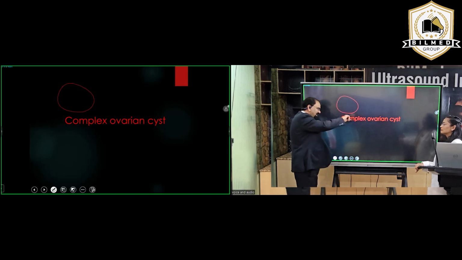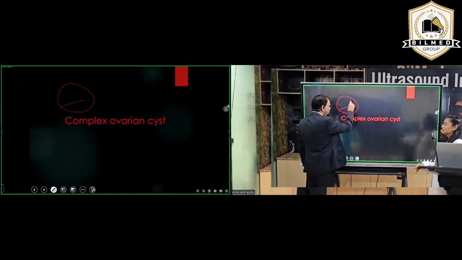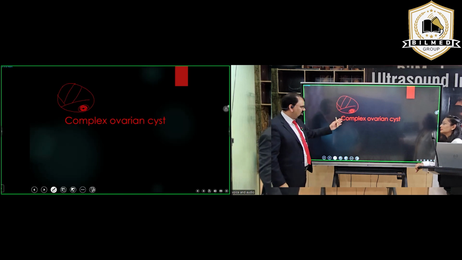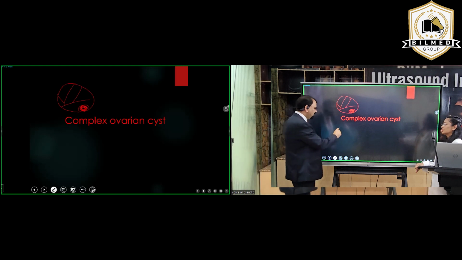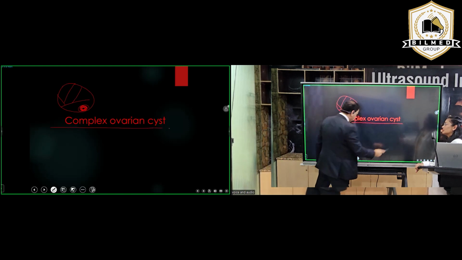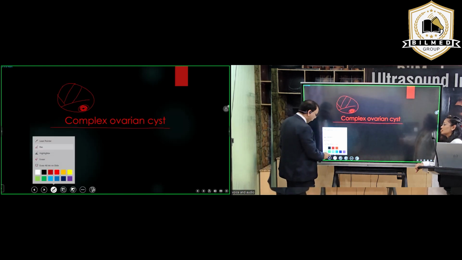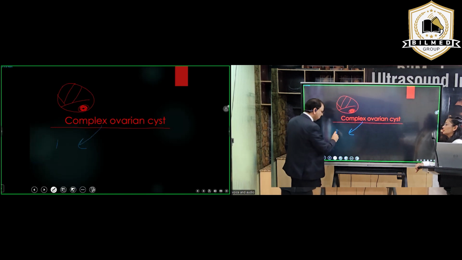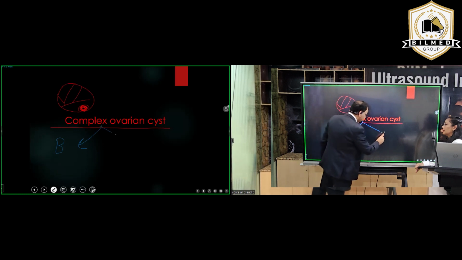Now, what are the criteria of this complex ovarian cyst? Okay. We are having some lobulations in this. Sometimes I am having a solid mass over here. So these types of cysts we are labeling as a complex ovarian cyst. Now the point is, in this complex ovarian cyst, I can have a benign or a malignant.